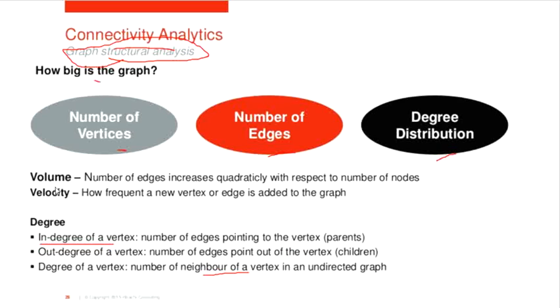With respect to vertices and edges, there are two things that you need to see. Volume. The number of edges increase quadratically with respect to the number of nodes. So you need to see how many connections there exist between the nodes. And then the other is the velocity. How frequently a new edge or vertex is added to the graph.